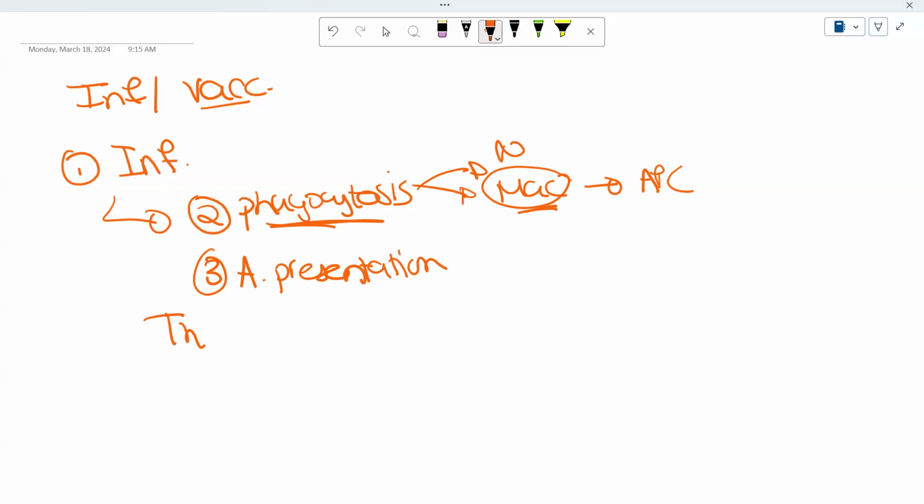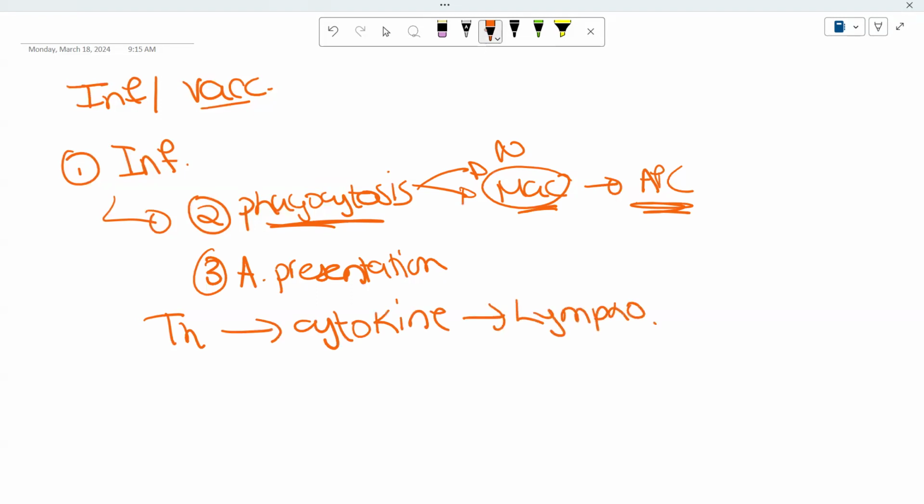Don't get confused also. Some students write the cytokine before the T helper. Think about it this way. When the macrophage turns into an antigen presenting cell, it will ask for help. So it will activate the T helper, that will secrete the cytokine. That will activate the second type of white blood cells, which are the lymphocytes.